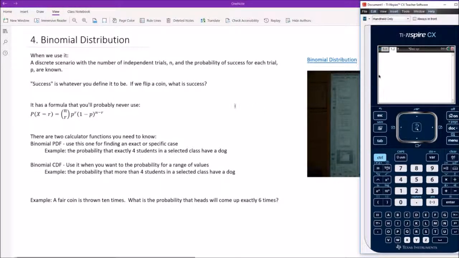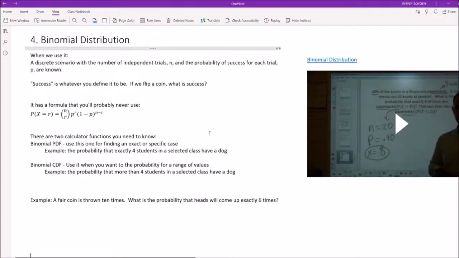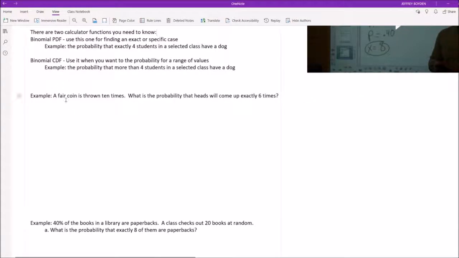Okay, so let's get right into it. Today we're going to be doing the binomial distribution. First, I think I want to talk about when it would be useful and why we need it rather than all the logistics of it. So let's start by talking about the example down here. A fair coin is going to be thrown 10 times. What's the probability that heads is going to come up exactly 6 times?